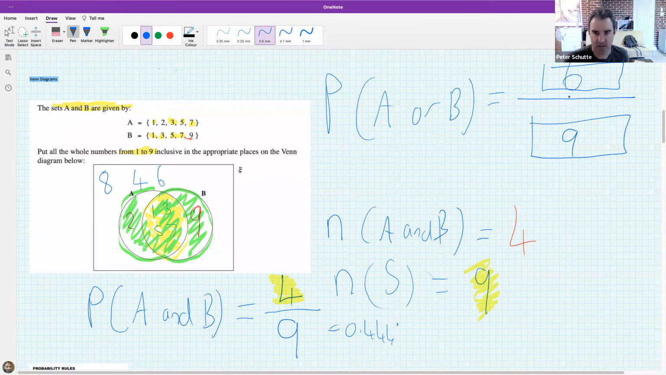Okay, so it's going to be 6. Yeah, because there's 6 items. So that's 2/3 or 0.666 recurring.